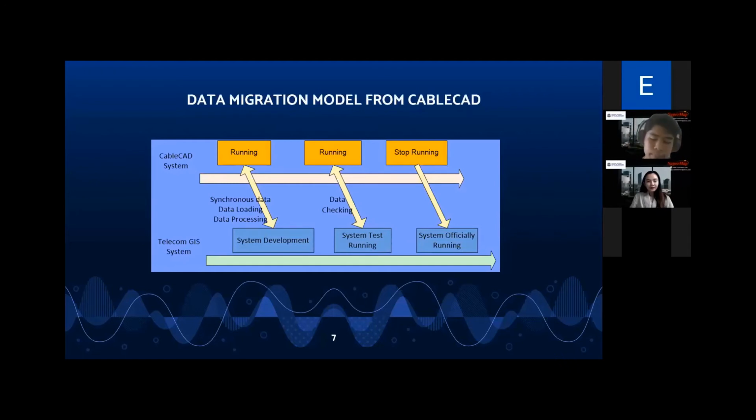Next is system test running. This is a dry run or test run of the GIS system on an actual project or problem. The results from the GIS system are compared to the results from the existing CableCAD system and checked accordingly. Efficiency is also assessed to compare gains and losses from the shift to a GIS system. And the last part is the full turnover from the CableCAD system to the new GIS system. The CableCAD system stops running and finally turns over all work to the now officially running GIS system.